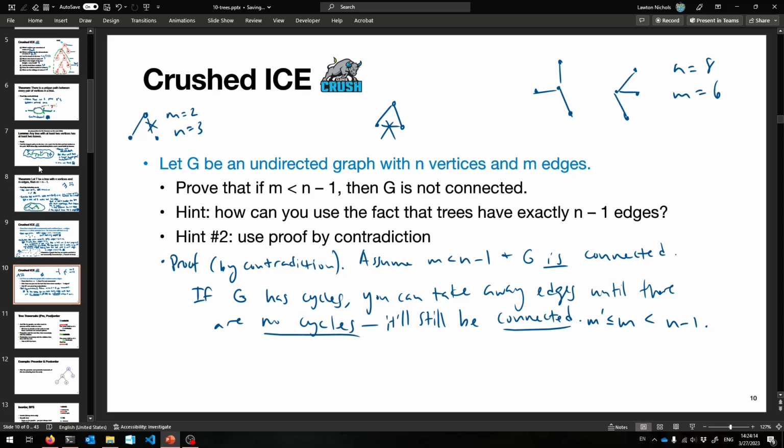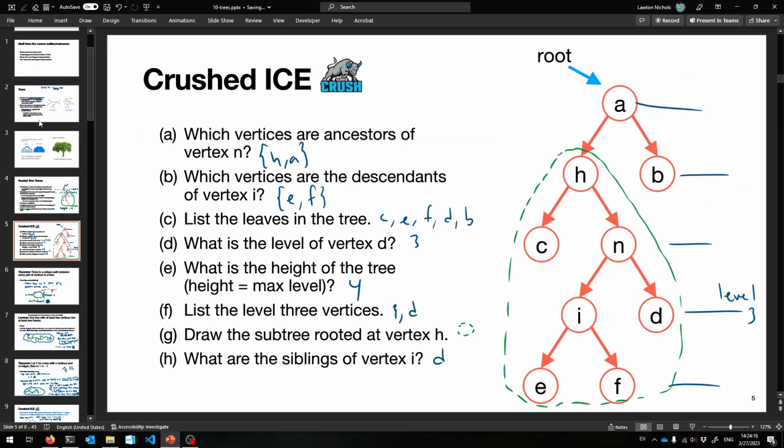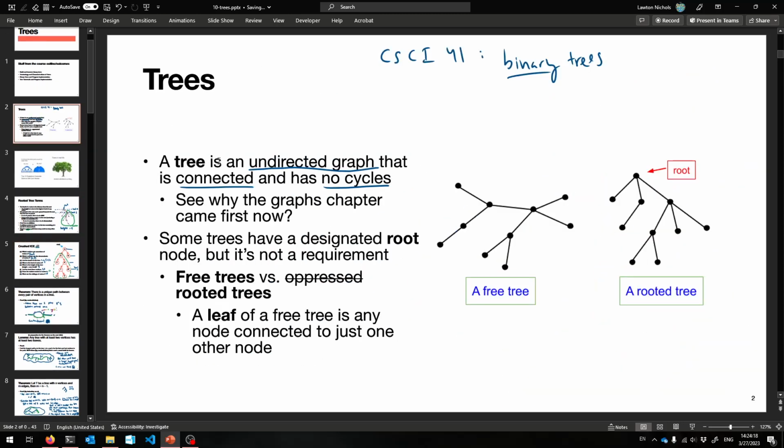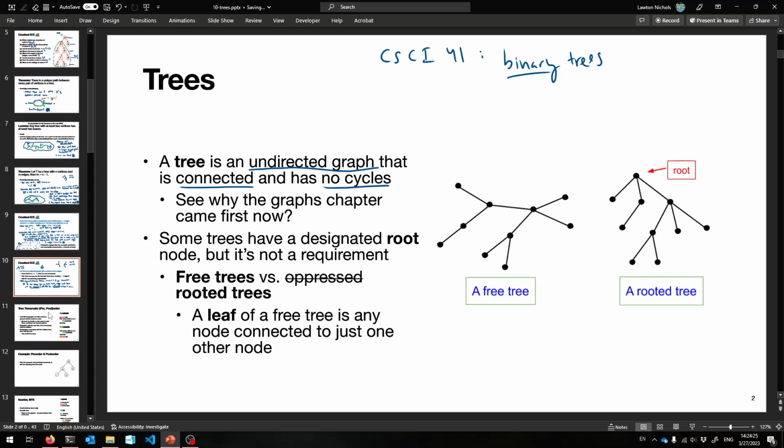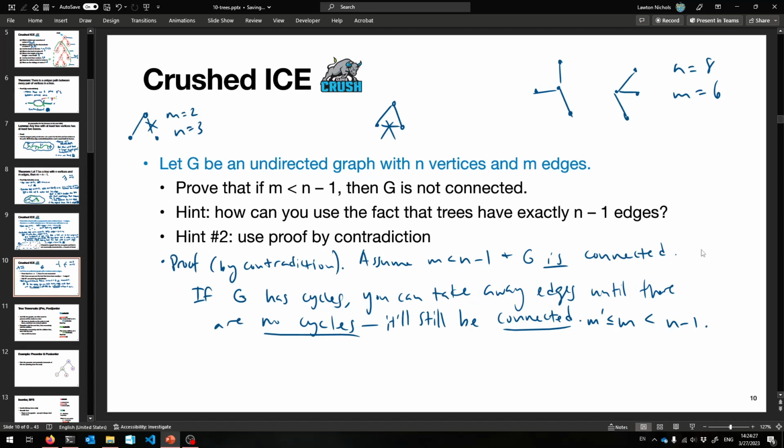What is a tree? Where did I put that? A tree is an undirected graph that is connected and has no cycles. That's where those words are coming from. That's where I was going. All right, what does that mean? A tree is a graph that is connected and has no cycles.